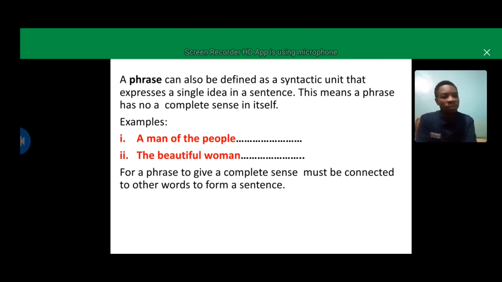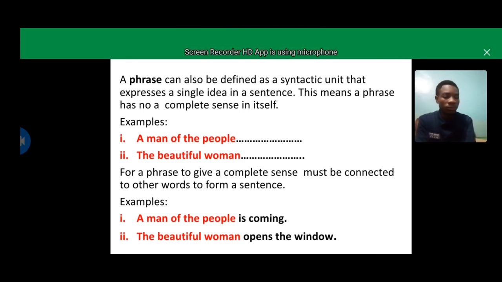For a phrase to give a complete sense, it must be connected to other words to form a sentence. For example, a man of the people is coming. Now, the phrase a man of the people is giving a sense when it is connected to another phrase, is coming. The beautiful woman opens the window. So now the phrase the beautiful woman is giving a sense when it is connected to another phrase, opens the window.